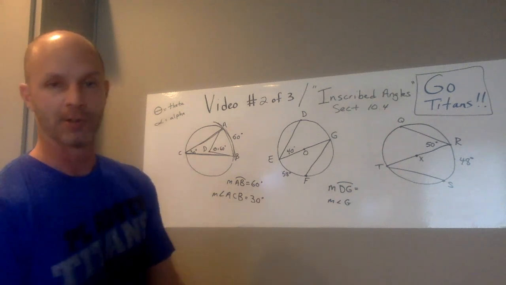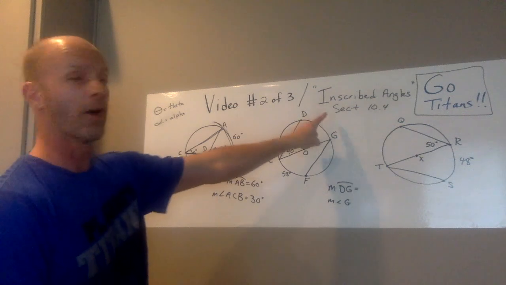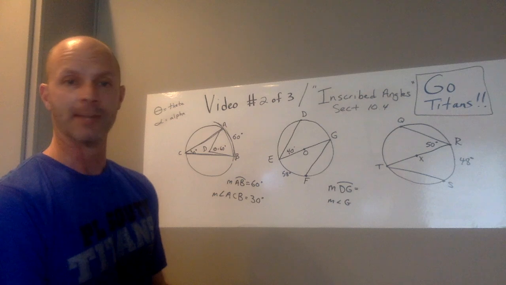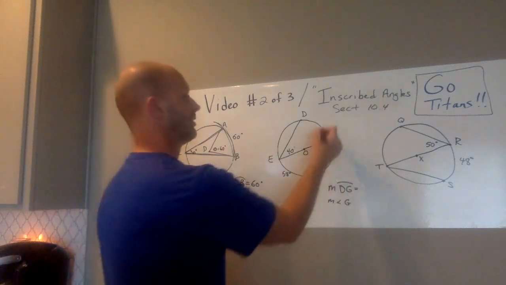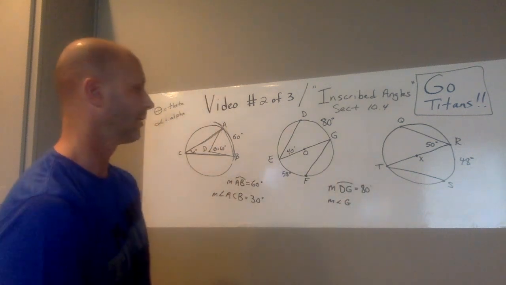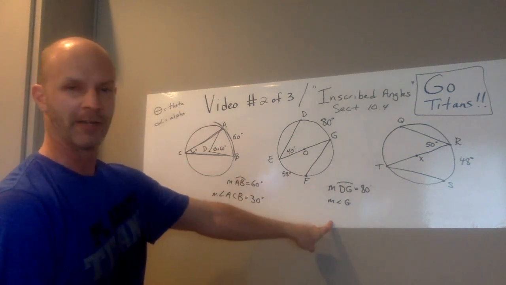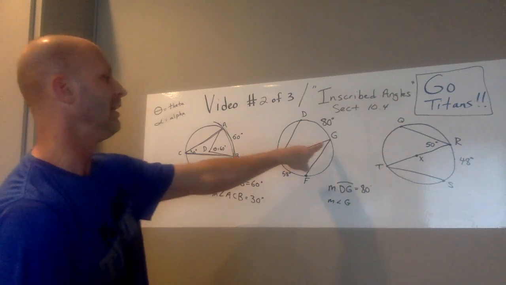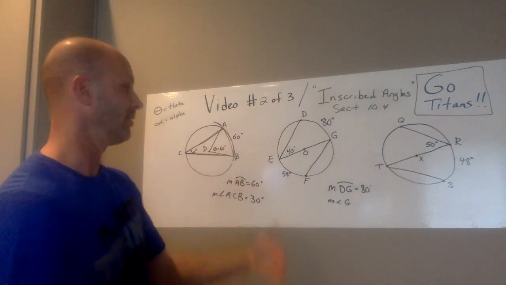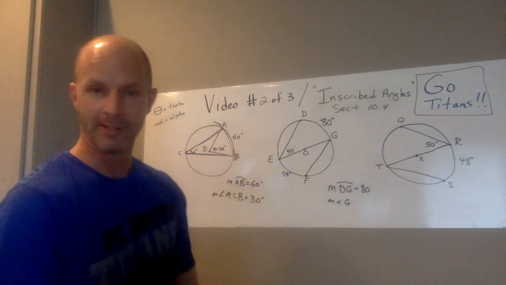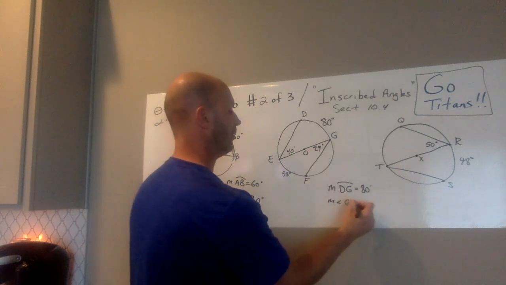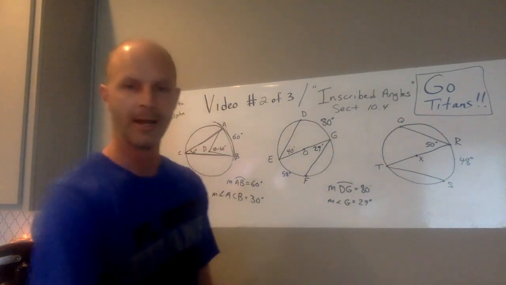If I want to know the measure of arc DG, again, the arc is twice as big as the inscribed angle that it intercepts. So if the inscribed angle is 40 degrees, then the arc is 80 degrees. Okay? Now I want to know the measure of angle G. Well, angle G is an inscribed angle. Its vertex is on the circle, and it intercepts an arc that is 58 degrees. If the arc is twice as big as the angle, then the angle is half of 58, which is 29.